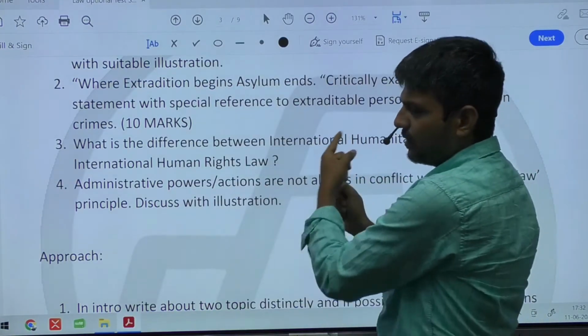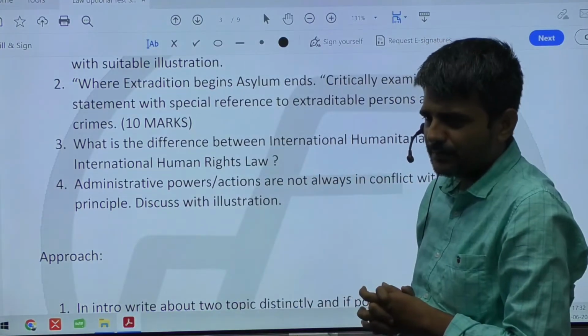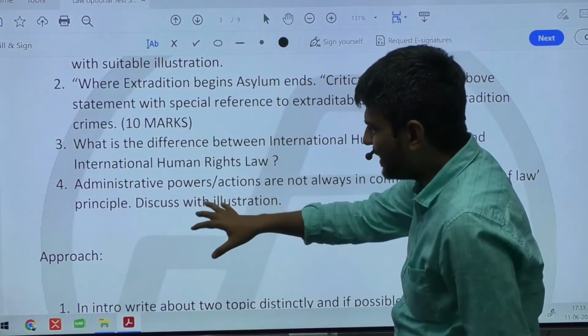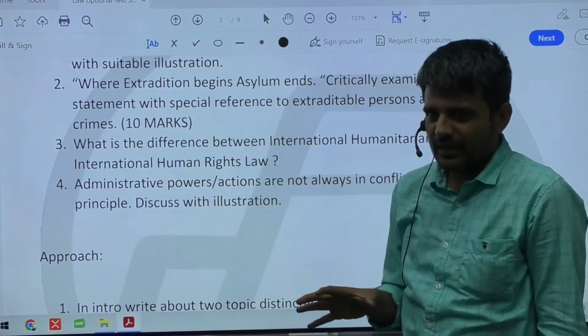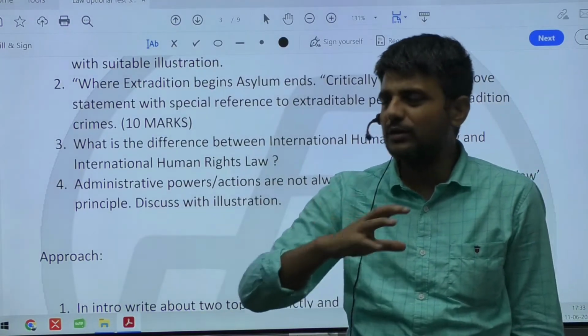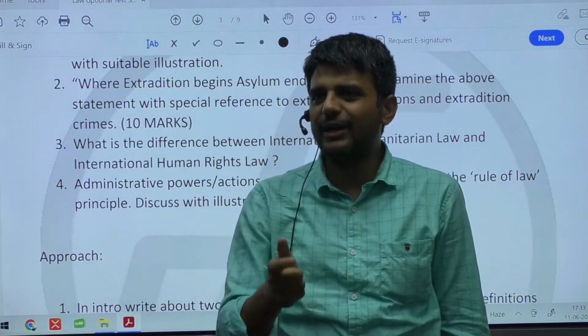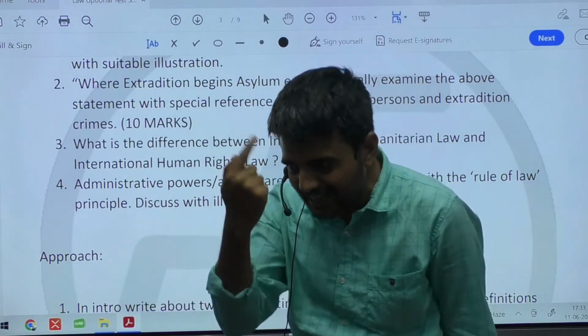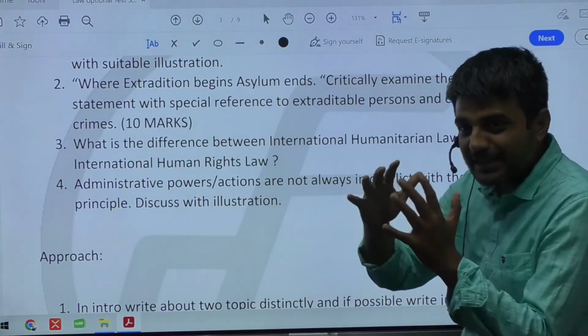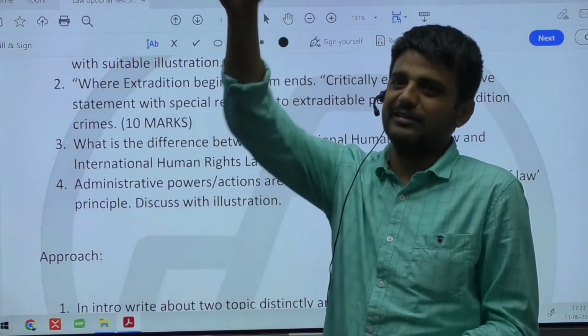Then you will interconnect both of them, right? What is administrative power or actions and the rule of law? It is basically antithesis, right? Administrative action is totally based on the premise that the administrator or the person who is exercising that power will act on discretion, and discretion is antithesis to the rule of law. Getting my point, right? So you have to explain that in the body part. You will not write this in the beginning itself.